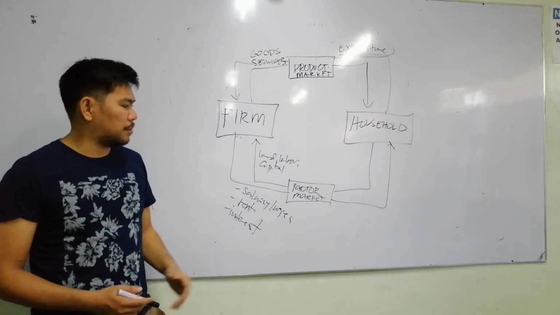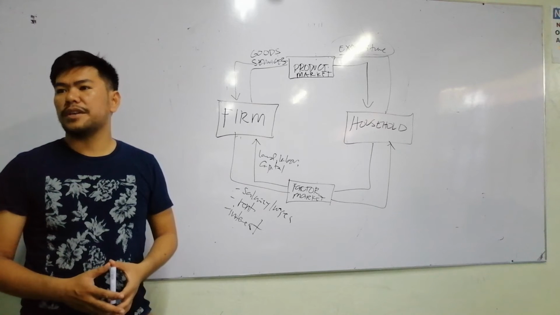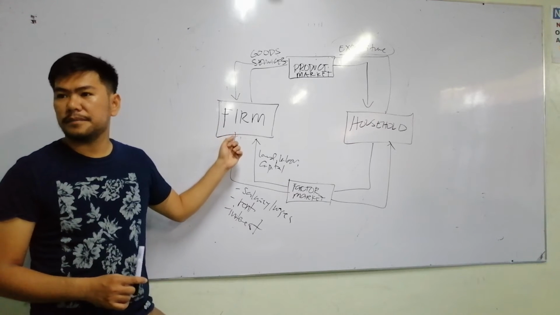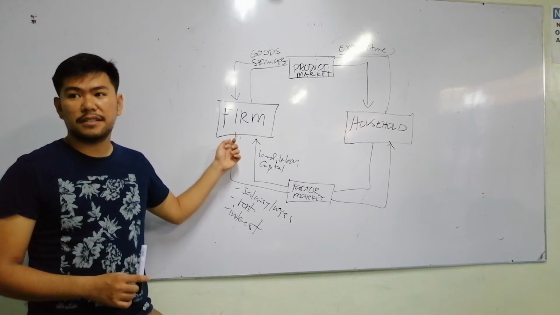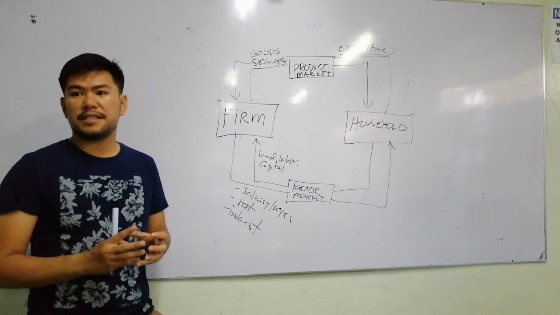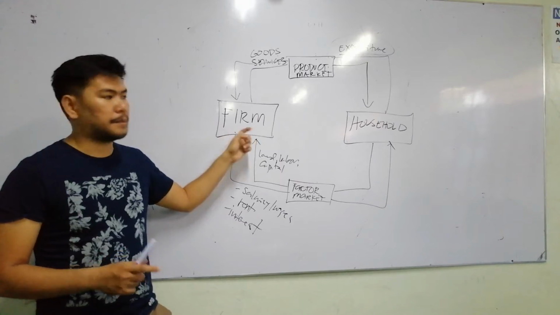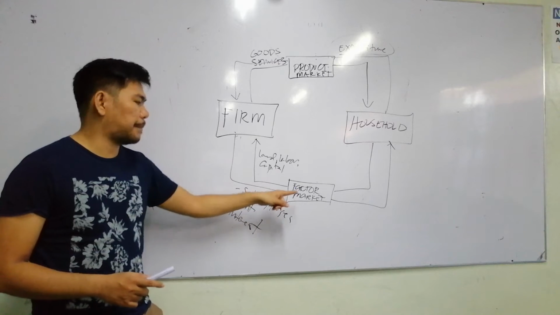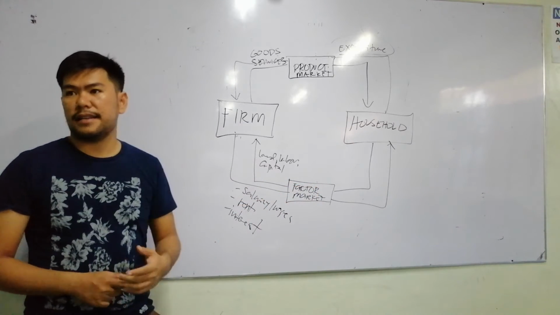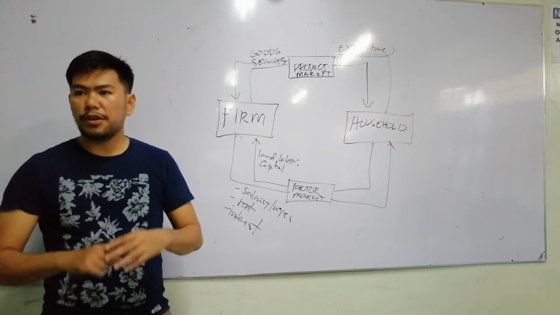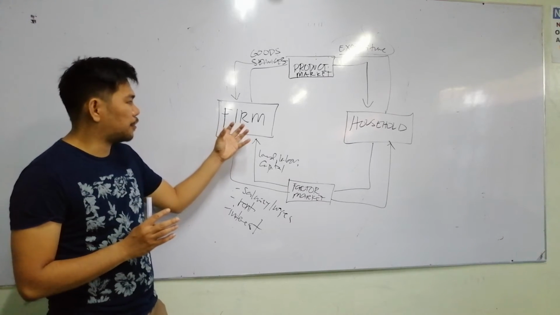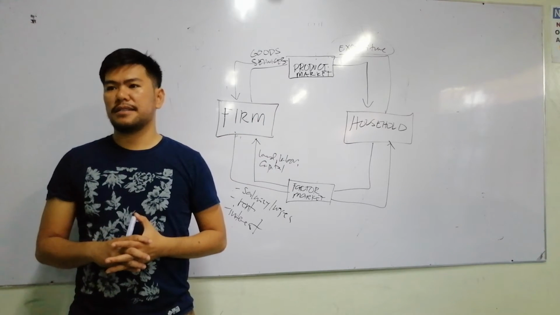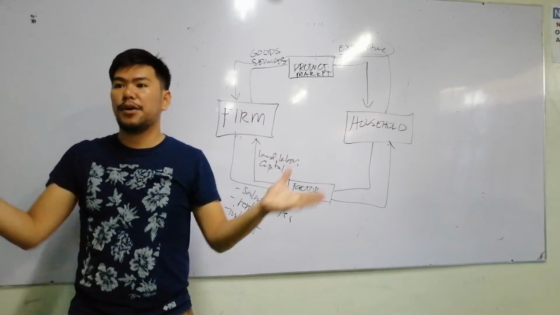Now when it comes to the factor market, who is the buyer here? Asian College, the firm. Who's the seller? It could be the teachers. As teachers, we sell our services to the school, to the firm. We are from the household, we sell our services to the firm, and in return, the firm pays us in the form of salaries or wages. So when we talk about microeconomics, it simply deals with the economy based on these individual units. But when we talk about macroeconomics, it deals with the economy as a whole.